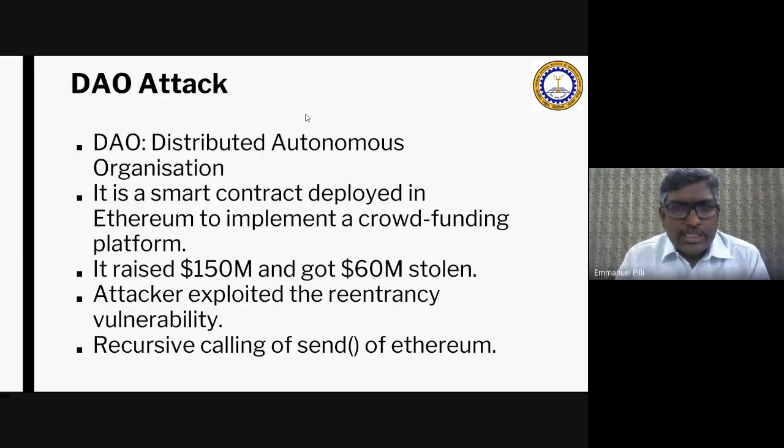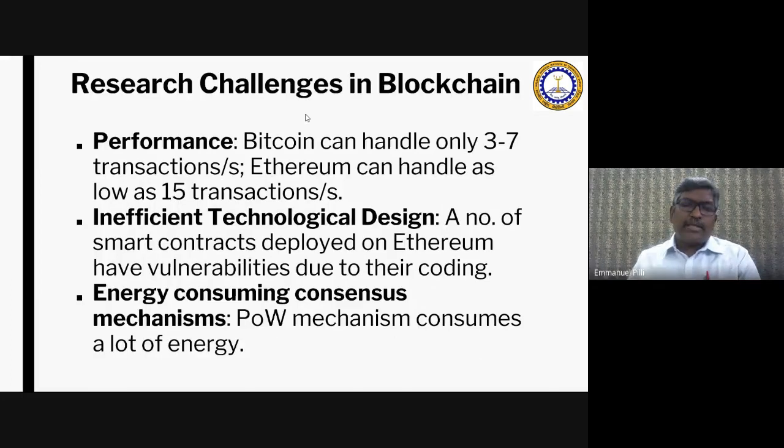Yeah, okay. So distributed autonomous organization, this is another attack which can happen. It's a smart contract deployed in Ethereum to implement a crowdfunding platform. It raised $150 million, but got $60 million stolen, right? The attacker exploited the re-entrancy vulnerability, and they had some simple send functions which were there in Ethereum, and then they recursively called it, and so they generated a lot of money, but they lost a lot of money as well because of the vulnerability on Ethereum. So there are some issues in blockchain as well.